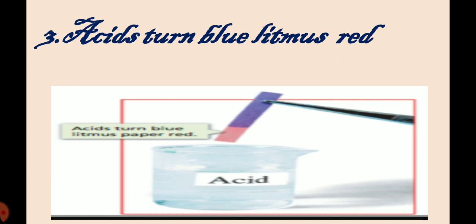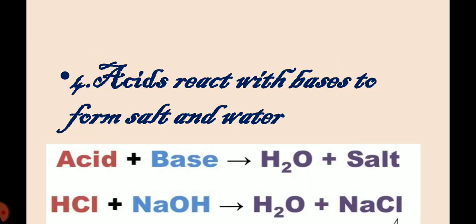Acids turn blue litmus red. Blue litmus, when it is dipped in acids, turns red, indicating that it is an acid. Acids react with the bases to form salt and water. Acid plus base gives water and salt.